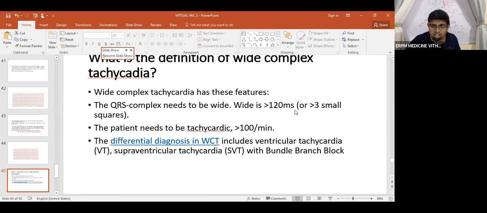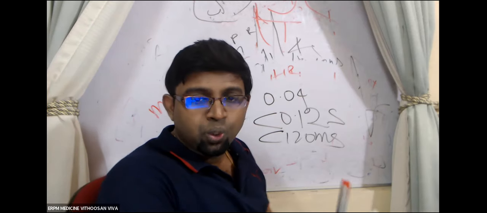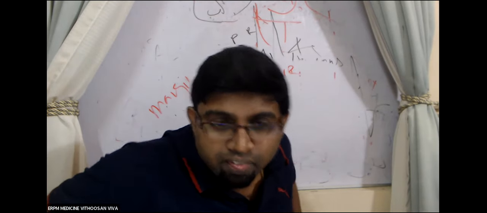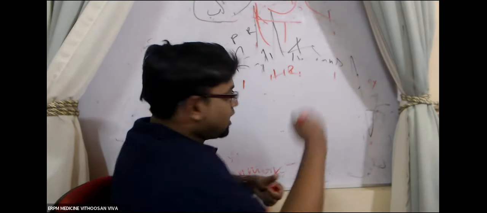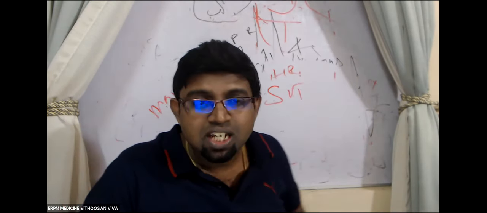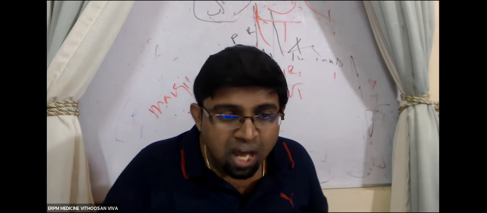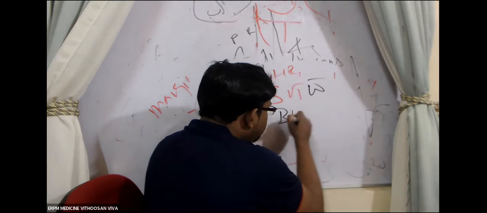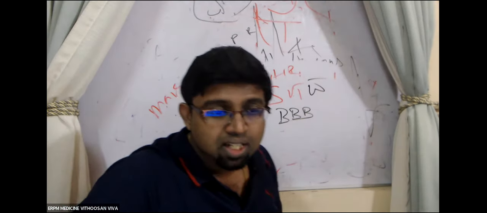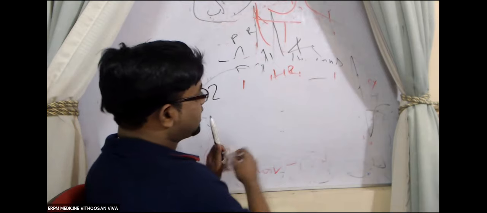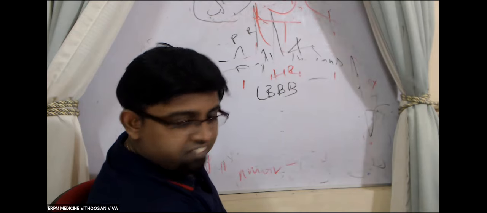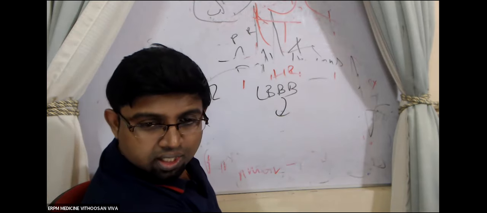The other one is, guys, look at me, SVT. What is SVT? Supraventricular tachycardia with bundle branch block. You may be aware, we have studied left bundle branch block. How will the QRS look like in left bundle branch block?